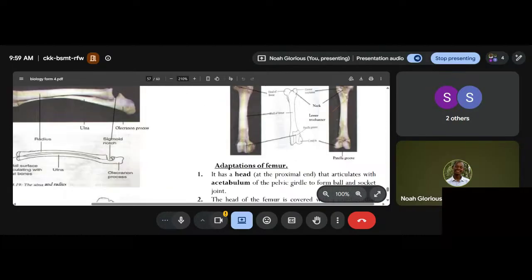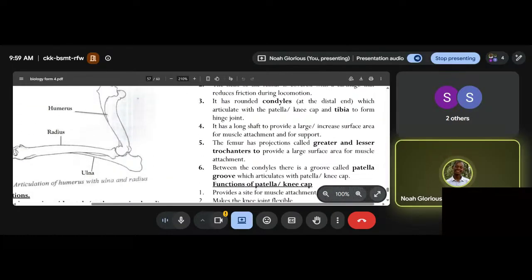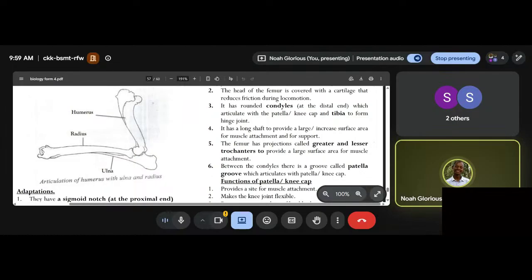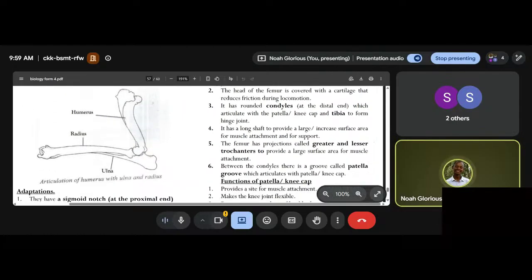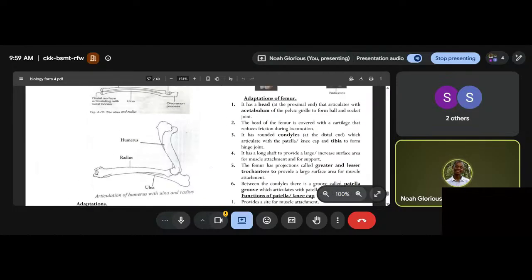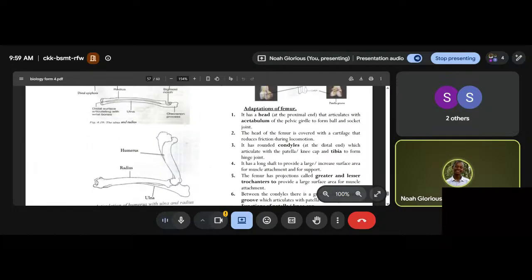The only thing maybe you can do is to get this screenshot here about the adaptation of the femur. I've given so many adaptations. It is important you check them out. I think it's visible.